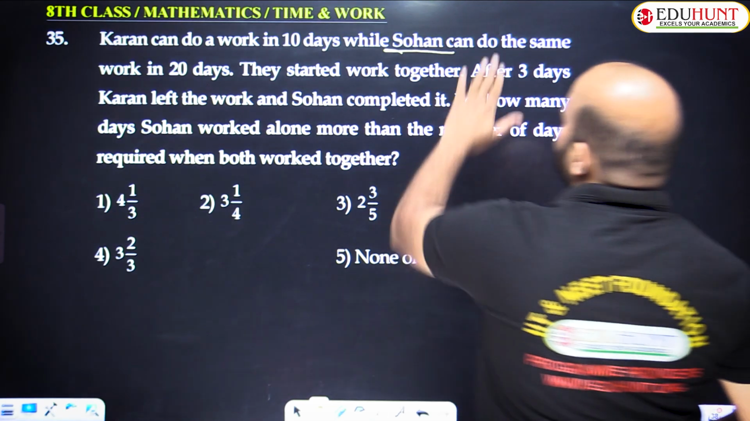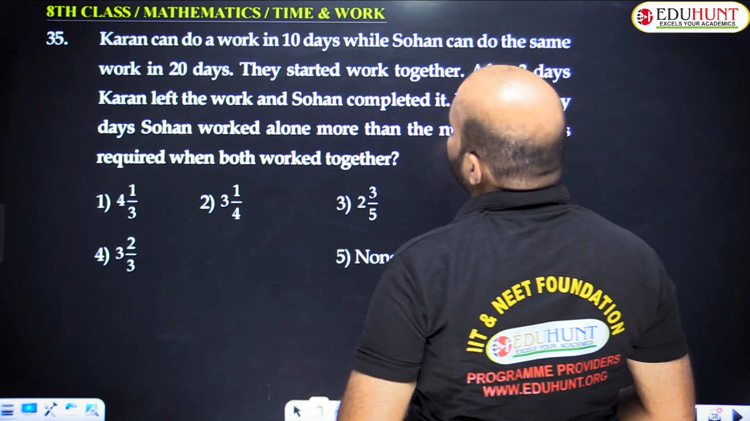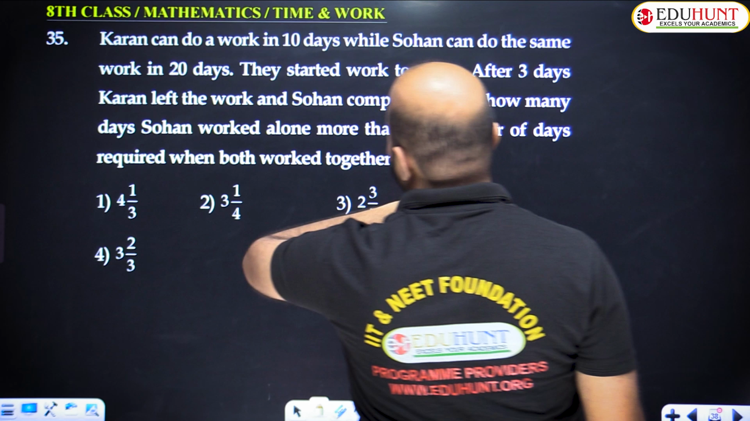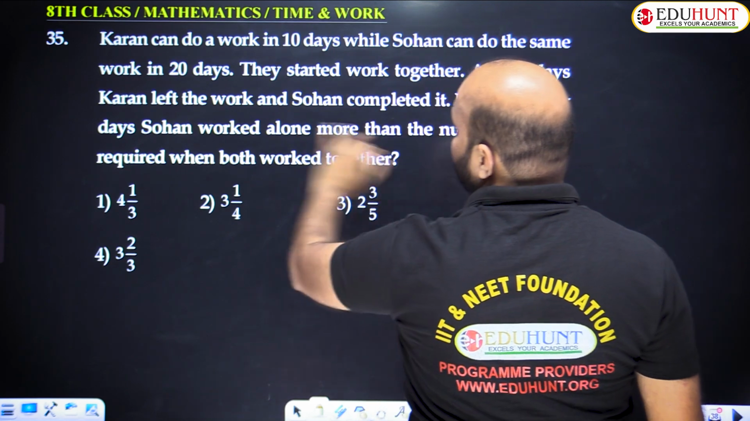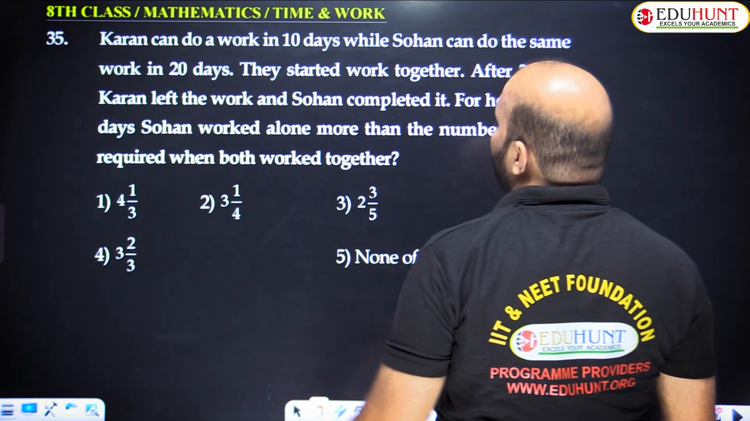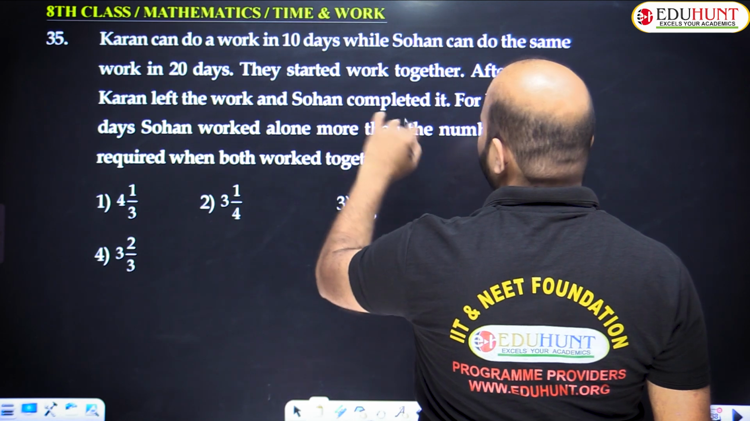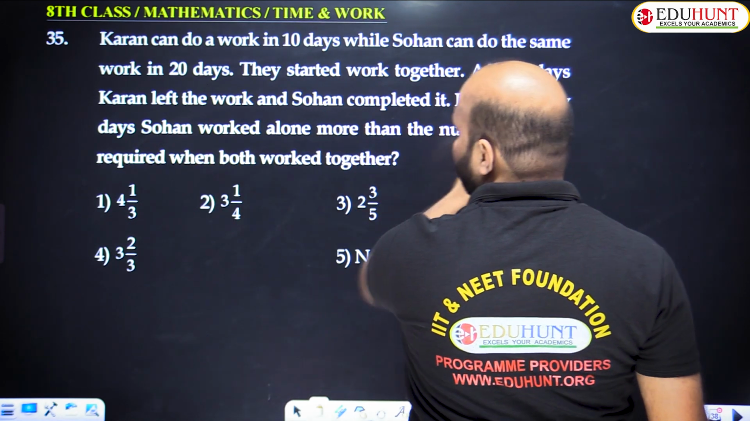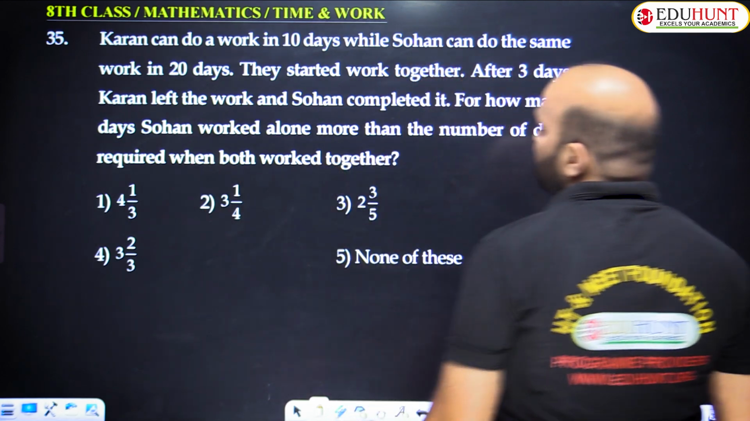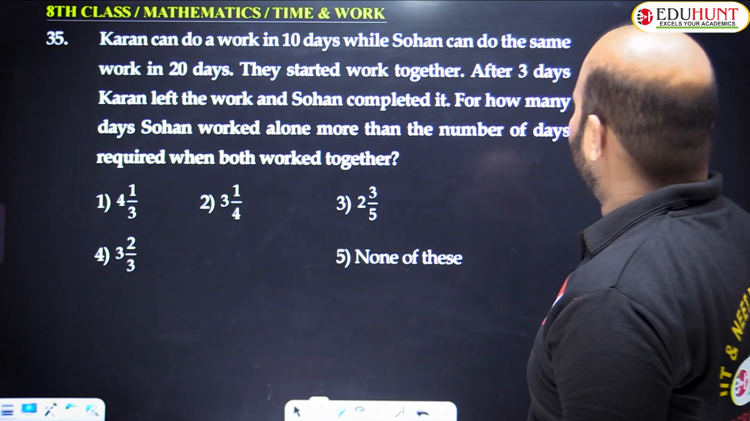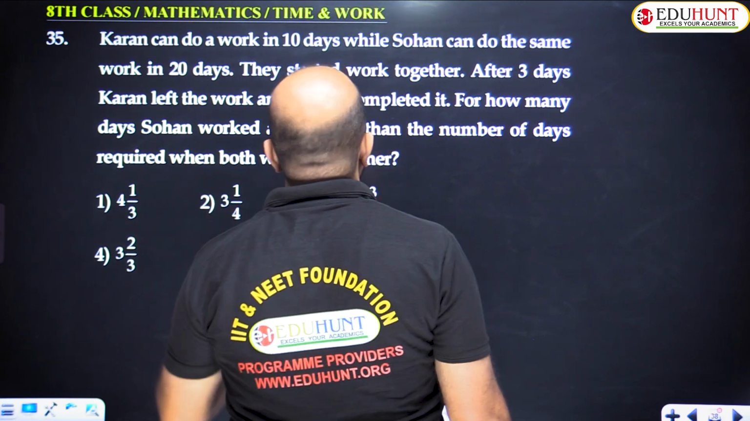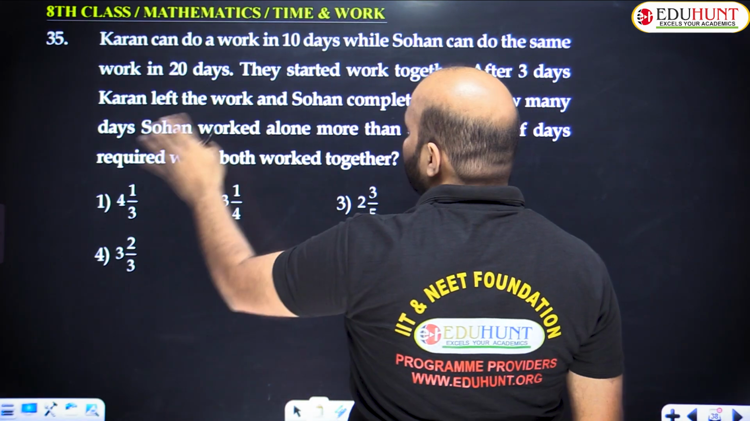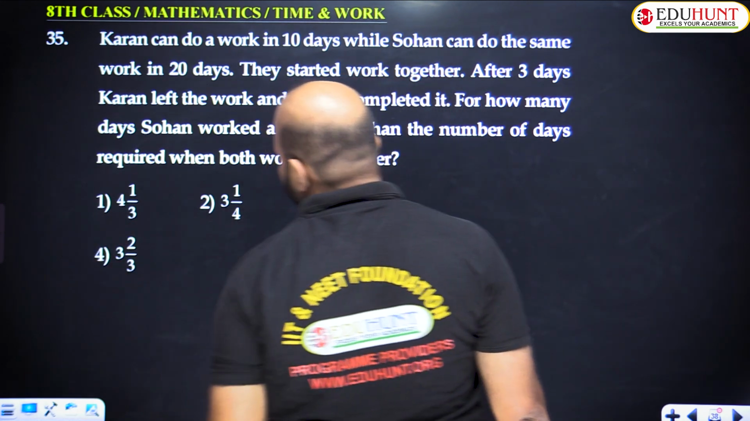So clearly in that question, what I am given first: Karan can do a piece of work in 10 days while Sohan can do the same piece of work in 20 days. They started the work together. After 3 days, Karan left the work and Sohan completed the remaining in X days. For how many days did Sohan work alone more than the number of days required when both work together? Firstly, we have to calculate using the equation method, because after 3 days Karan left in the middle of the work. That means we should go with the equation method.